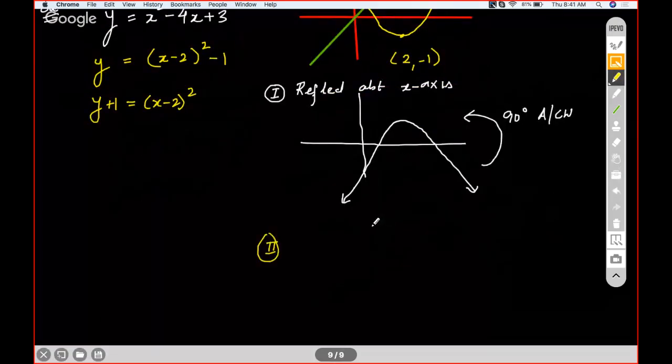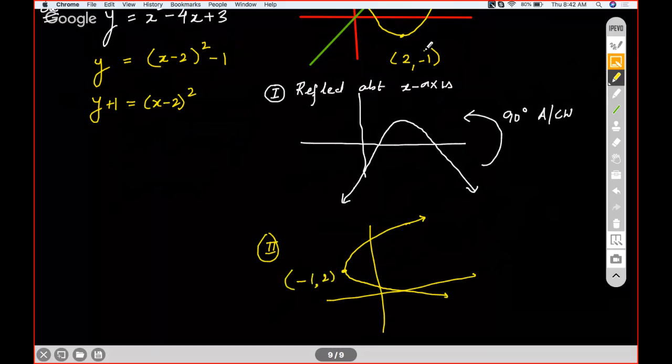So basically, the graph would look like this. You can try plotting it on a piece of paper and just turn the piece of paper 90 degrees anti-clockwise. So this point will now become the vertex. So is the point going to be the same thing as minus 1, 2? Yeah, minus 1, 2. Basically, these two will swap their positions.